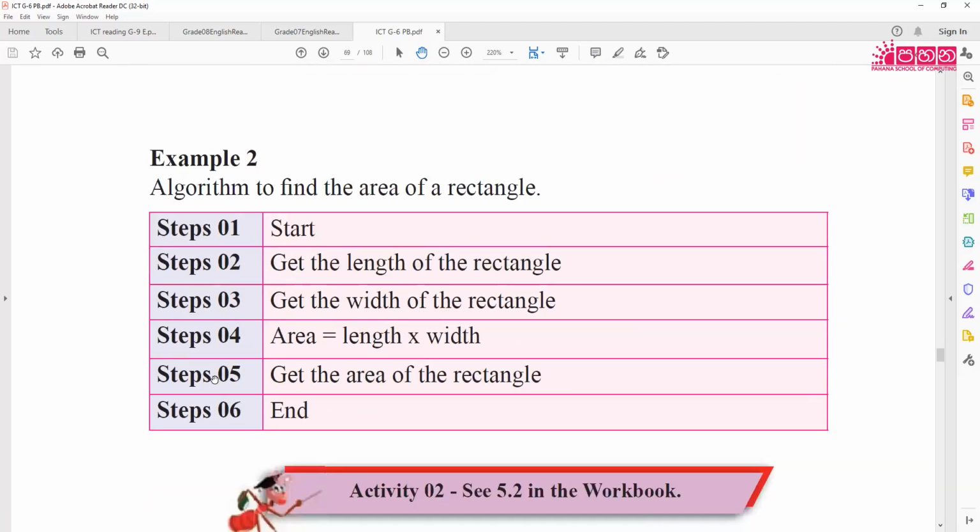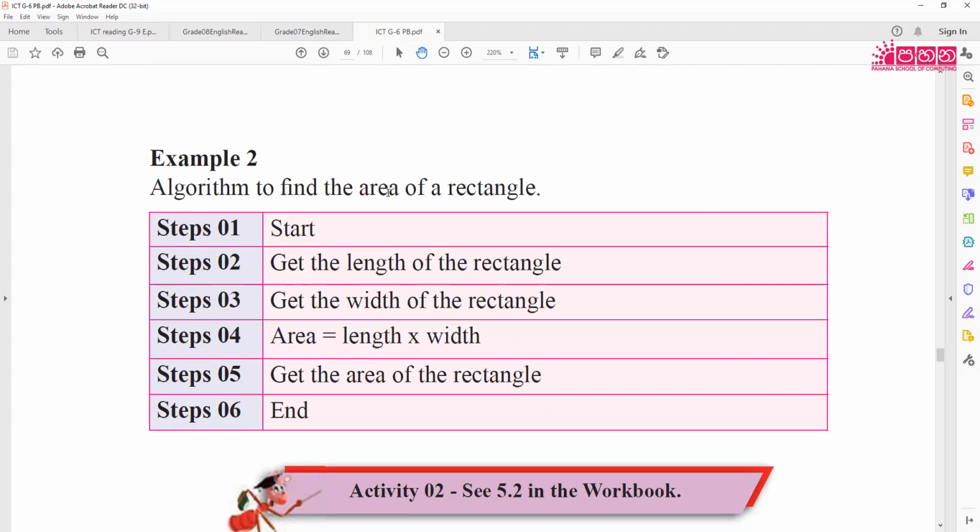Now, similarly, let's look at a very simple one. You start with the start. This is to find the area of a rectangle. So we will get the length, then we will get the width. Then you multiply length with width and get the area. And then you output the area of the rectangle. And finally, you put the end.